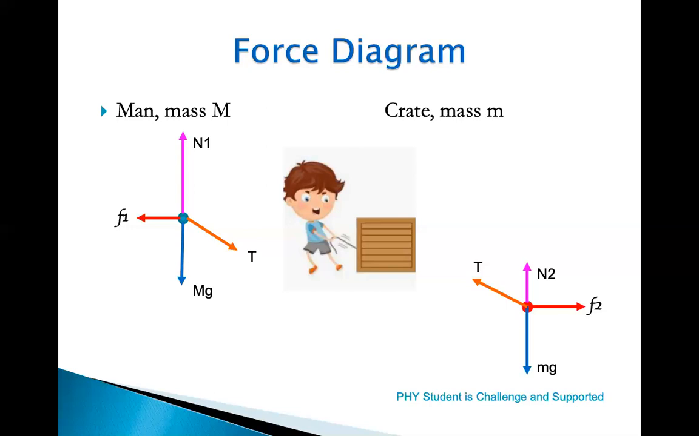So in summary, this is a force diagram. When we draw a force diagram, number one, we simplify an object to a dot. Number two, we separate the two objects, so we draw two separate force diagrams. Number three, the forces we draw are all the forces acting on that object. So this is a force diagram. We're going to use it whenever we analyze the relationships between force and motion.